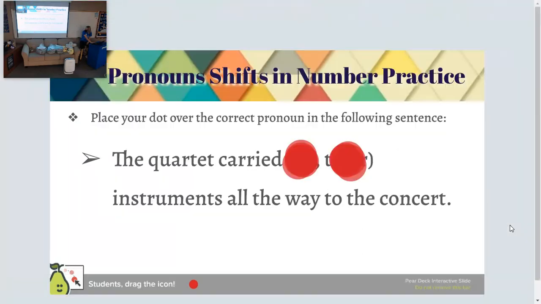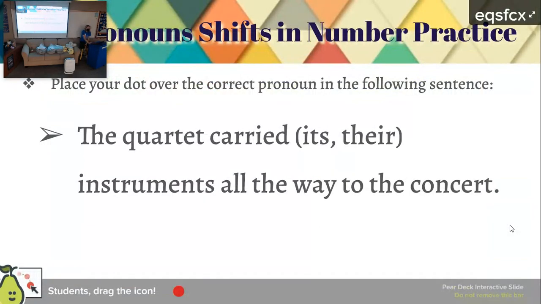Oh, it's not working again. Here we go. Okay, let's work it out together. Where's our antecedent in this sentence? Who or what is the pronoun referring to? Quartet. Okay, what is that?